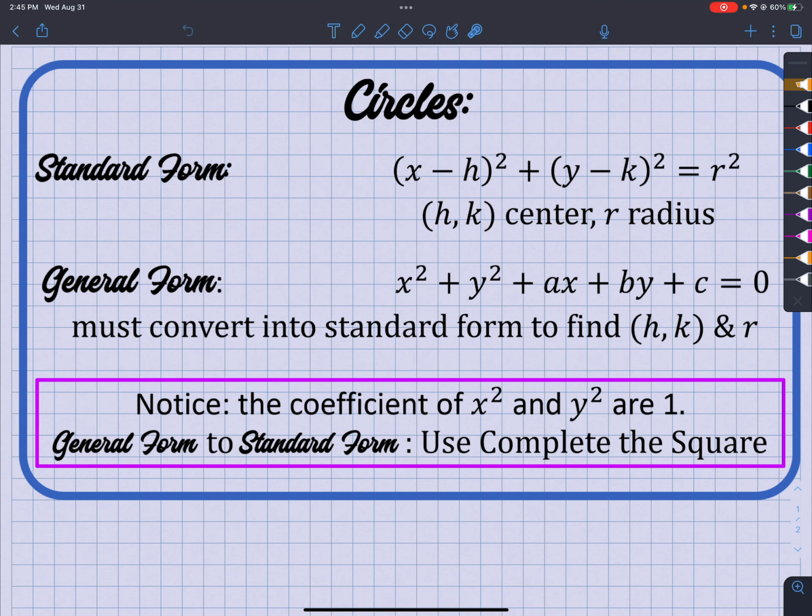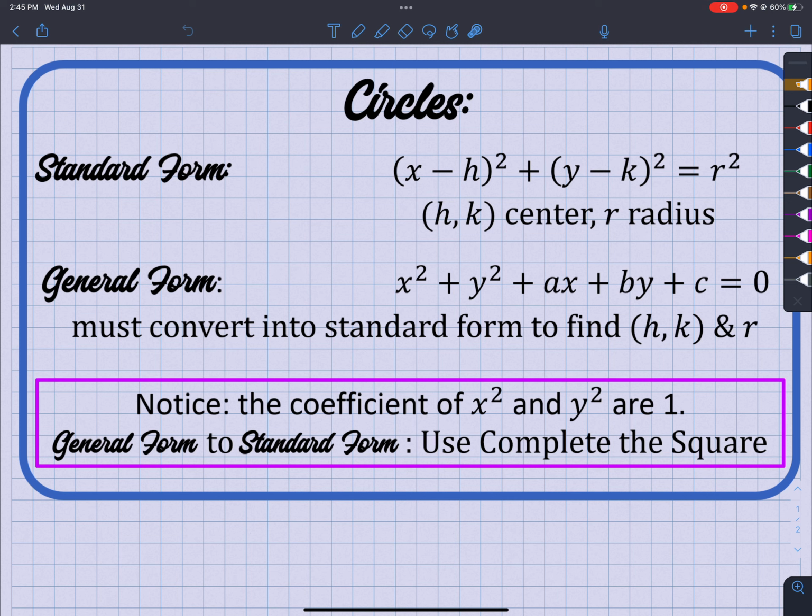All right, so here we're going to be talking about circles. So the standard form is (x - h)^2 + (y - k)^2 = r^2. And the r stands for the radius, while the (h, k) stands for the center. So it's x minus h, y minus k, (h, k) stands for the center.